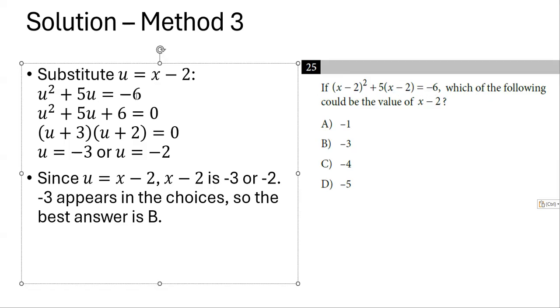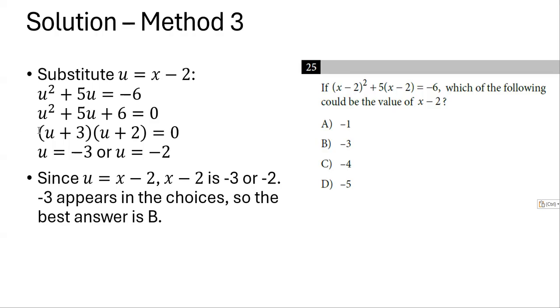Now let's move the 6 to the other side. So it's u squared plus 5u plus 6 is 0. This we can factor as u plus 3 times u plus 2 equals 0. So we can use the zero property. So u is minus 3 or u is minus 2. Now recall u is x minus 2. So x minus 2 is negative 3, or x minus 2 is negative 2. We see a minus 3 as the answer because we're asking for x minus 2. So answer B.